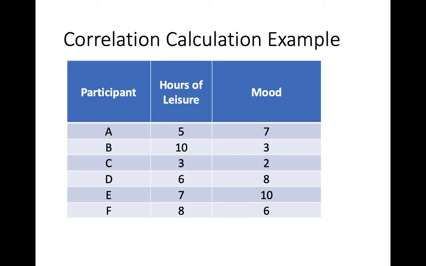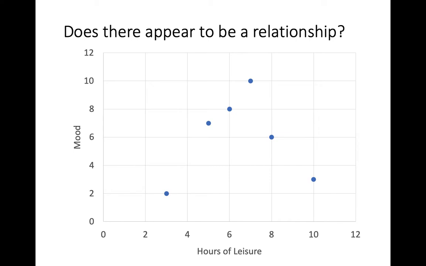So let's again go over how to calculate a correlation. And I've got an interesting set of data here. We've got 6 different participants, and they were asked, how many hours of leisure do you engage in a week? And then what is your typical mood over the week? We might have a hypothesis that the more leisure you have, the better mood one will be in. Well, we can get a sense of this relationship when we create a scatter plot.